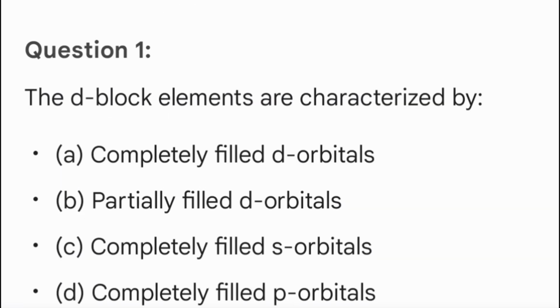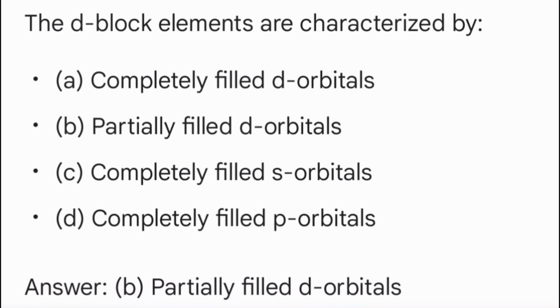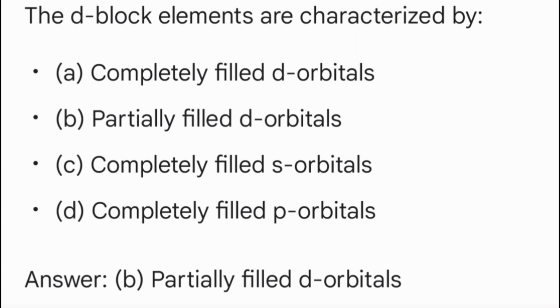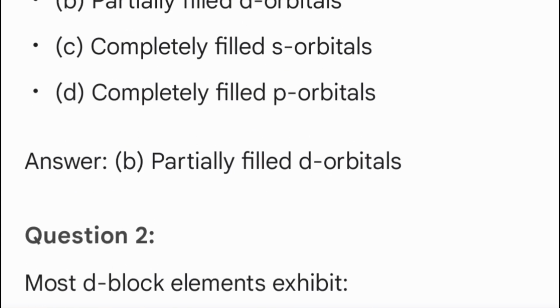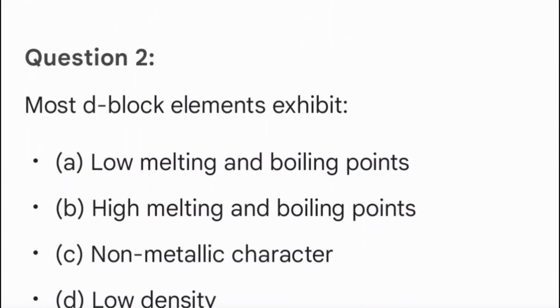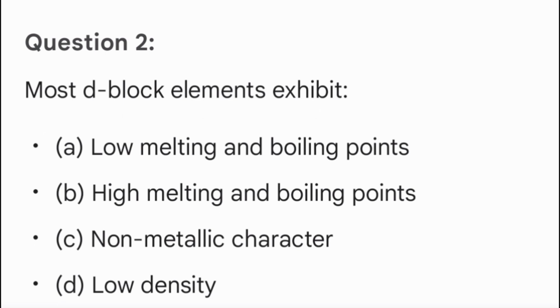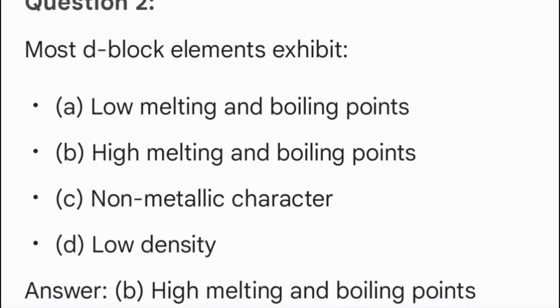The d-block elements are characterized by: A. Completely filled d orbitals, B. Partially filled d orbitals, C. Completely filled s orbitals, D. Completely filled p orbitals. Answer: B. Partially filled d orbitals. Question 2. Most d-block elements exhibit: A. Low melting and boiling points, B. High melting and boiling points, C. Non-metallic character, D. Low density. Answer: B.